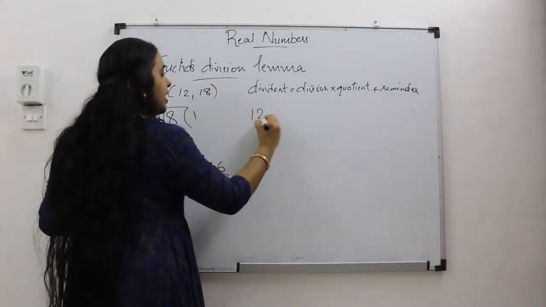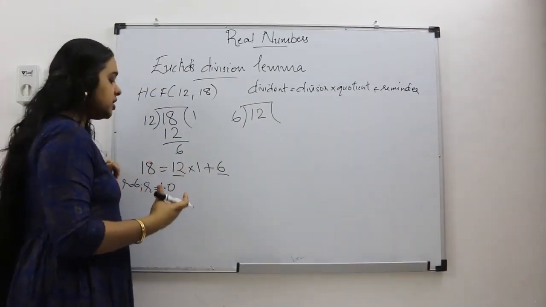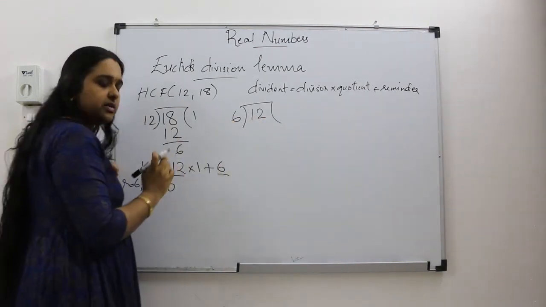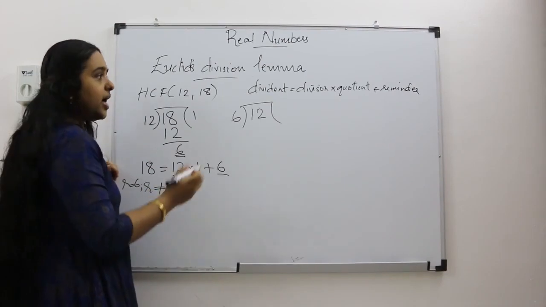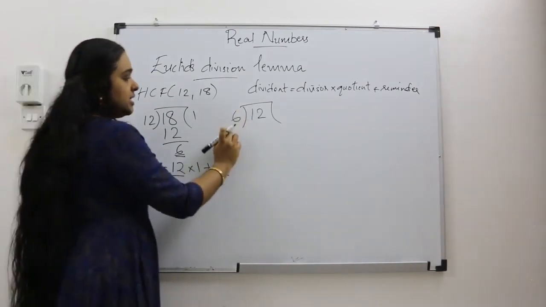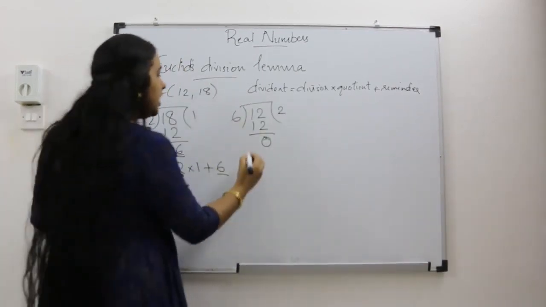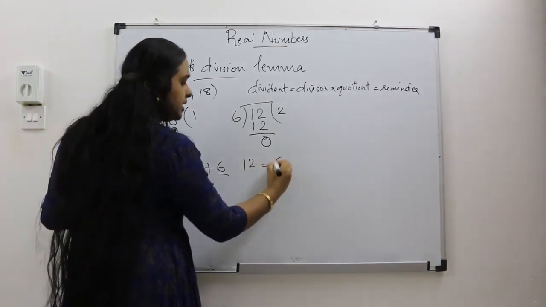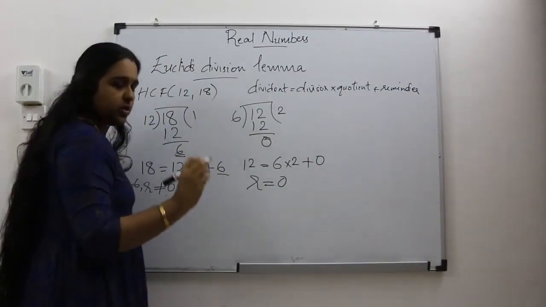So, 12 divided by 6. I am again continuing the division, taking the divisor and the remainder as dividend and divisor, because my remainder is not equal to 0. I have to continue the division until I get the remainder 0. So, 12 and 6, how many times? 2 times 6 is 12, I got the remainder 0. Here I will write the general form: 12 equals 6 into 2 plus 0. Here r equals 0, so the division process is over.